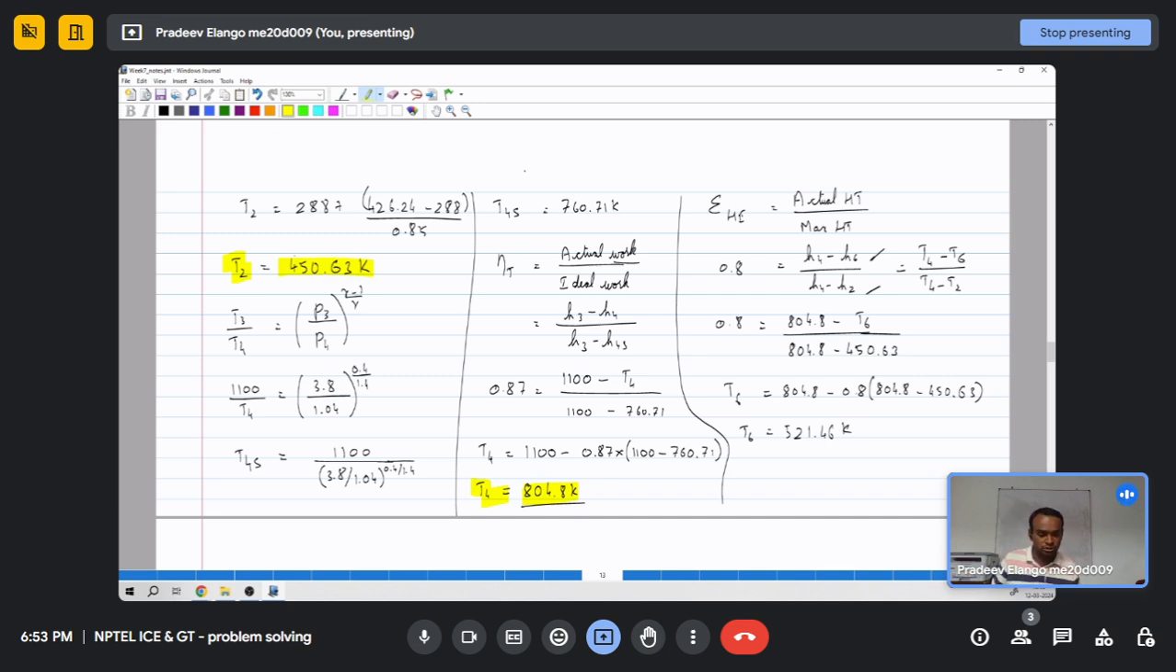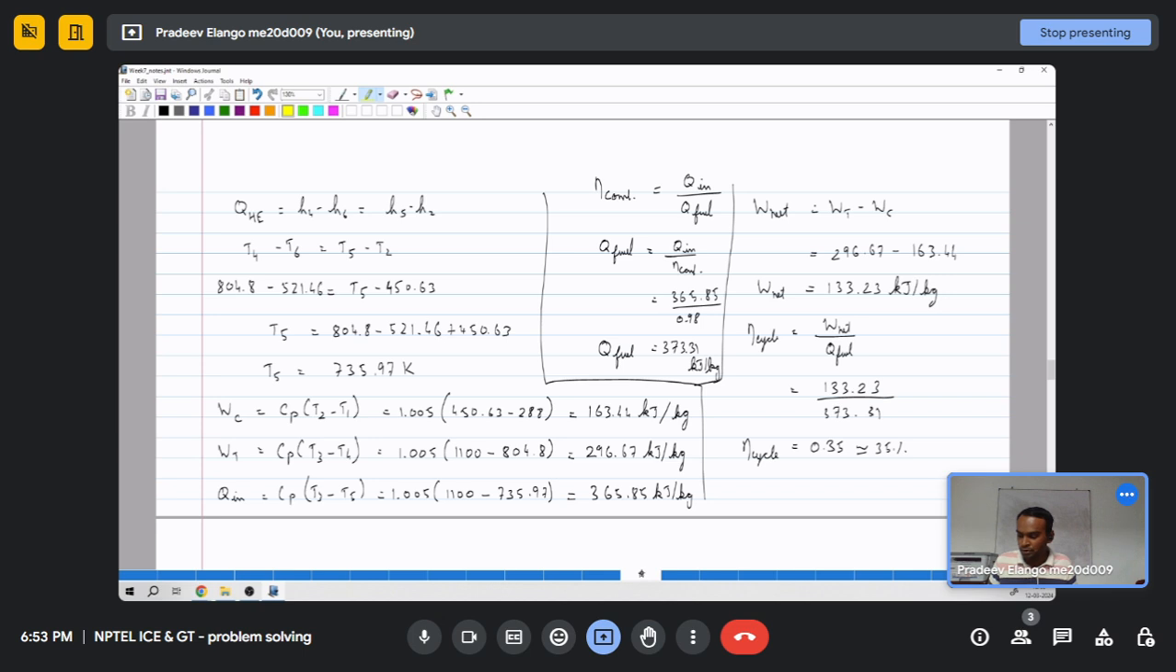And similarly, using effectiveness, that is actual heat transfer by maximum heat transfer, we have calculated one of the temperatures, T6, and using the relation that the heat lost from one stream is equal to the gain of the other stream, we were able to calculate T5, and with the combustion efficiency, we calculated the fuel input because we have already calculated the Q that is added into the system. So with all this, we are able to find the cycle efficiency, which is 35%.